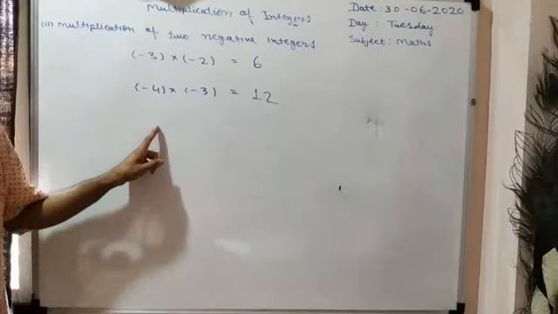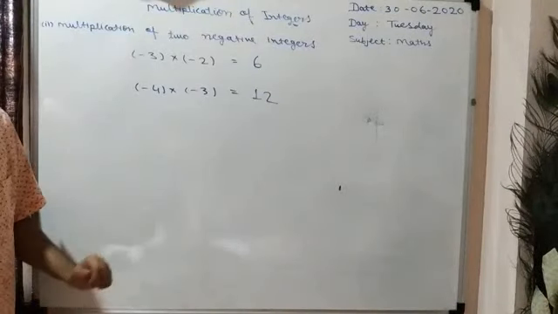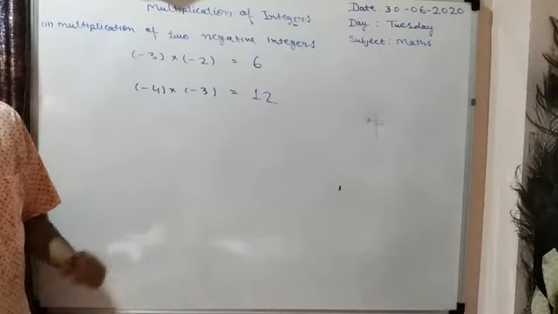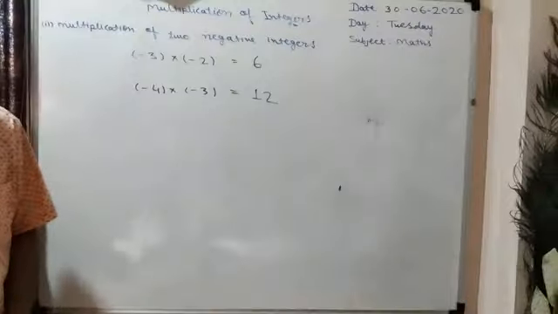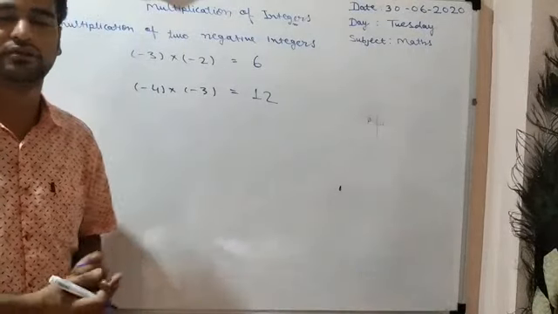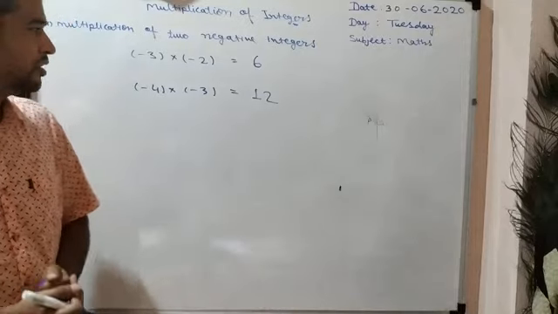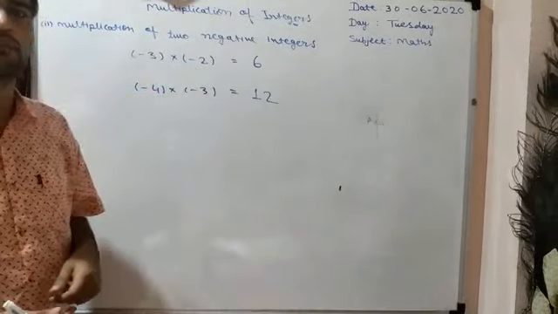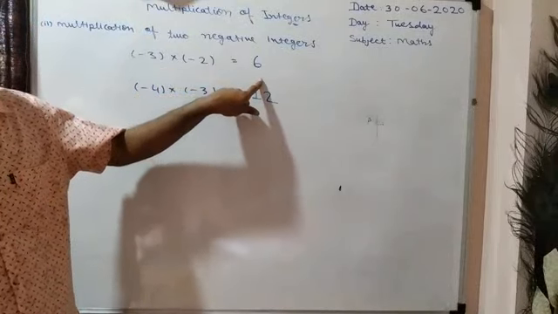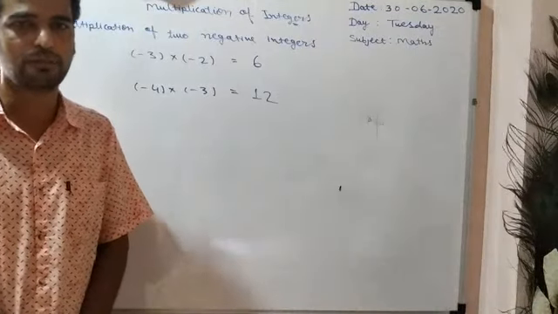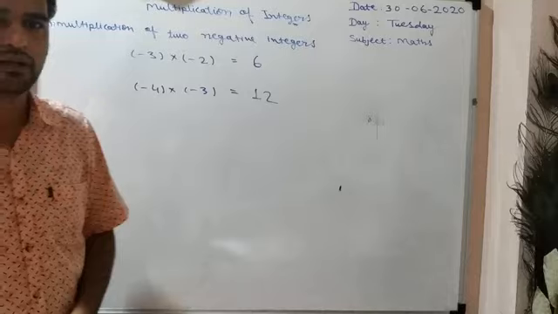When we multiply two negative integers, then multiply them as a whole number and put the positive sign before the product, before the result. This is the main concept. So if we have two negative integers, this minus and this minus will become plus, and 3 2s are 6. That's why the answer should be 6. Similarly, 4 3s are 12, and these two minuses will become a positive sign. So the answer will be 12.